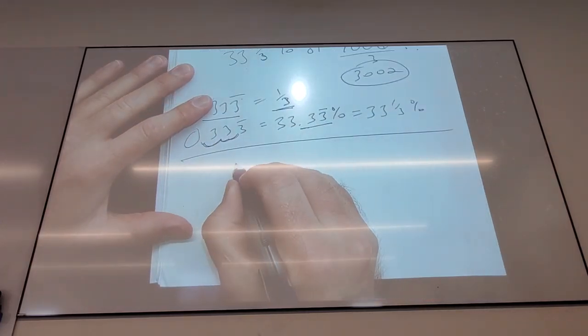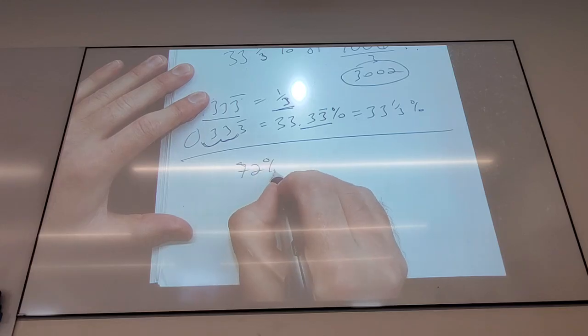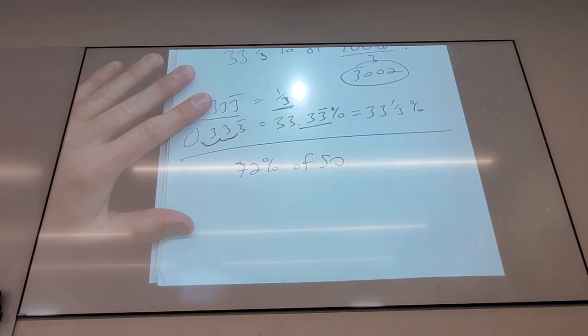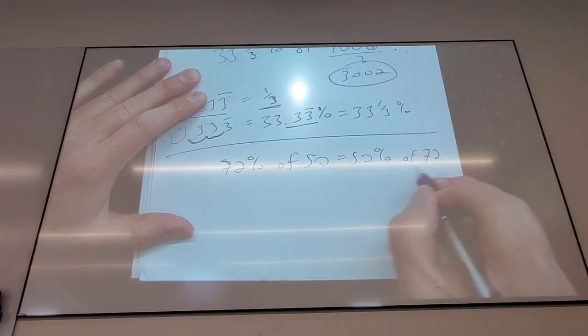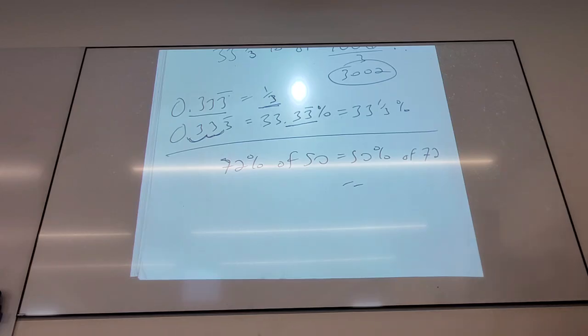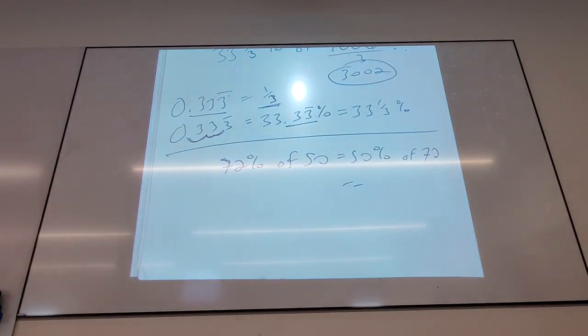Somebody will go, holy shit, why did they never tell me this trick? 72% of 50 is the same thing as 50% of 72. And why is that nice? Why is 50% of 72 nice? I'll talk about why that's true in a minute. Has anyone ever heard of this trick? Just tell me, why is that nice? What's 50% of 72? That just means cut it in half. And what's half of 72? 36.